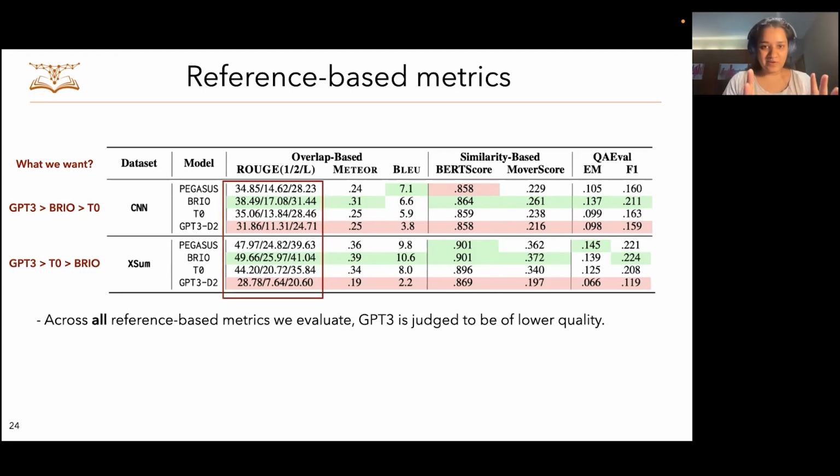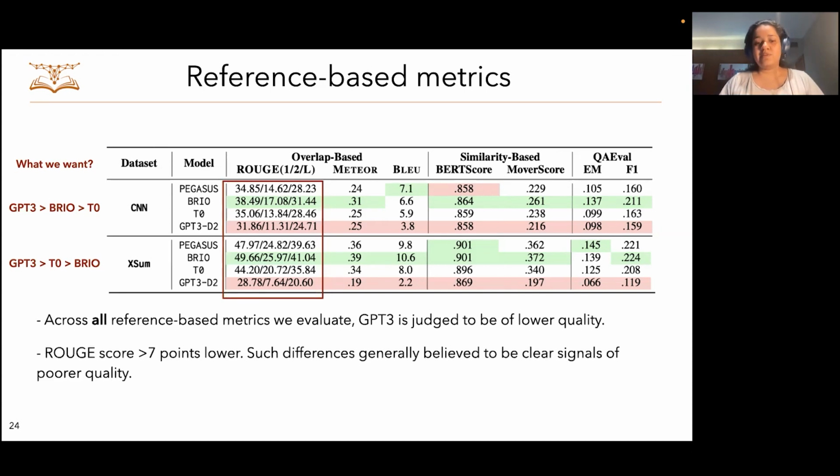If we zoom in on the ROUGE numbers, for instance, we see that it's not just that it's rated as the worst summary, but it's rated as the worst summary by more than 7 ROUGE points. And just to put this in context, a lot of papers in the last few years have been published by reporting 0.5 improvement on ROUGE. And now here we have a GPT-3 model that humans prefer overwhelmingly, but is 7 ROUGE points lower than all these competing models.